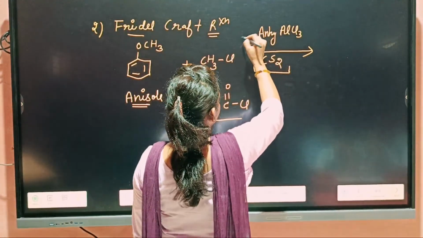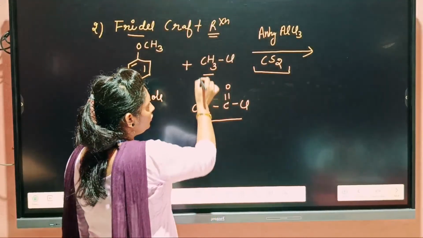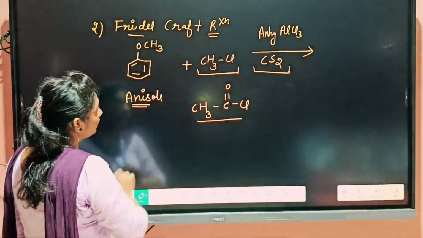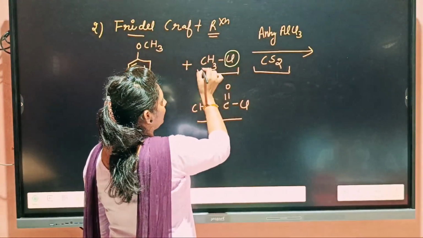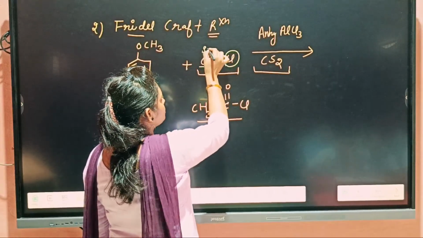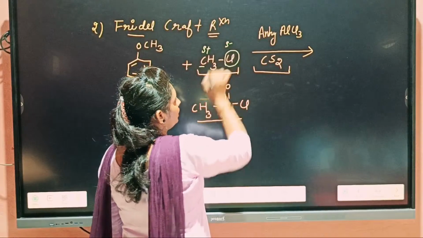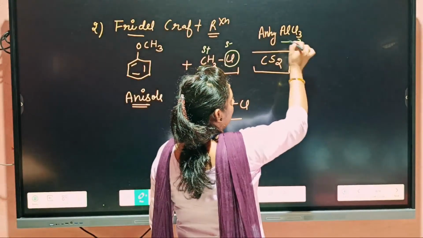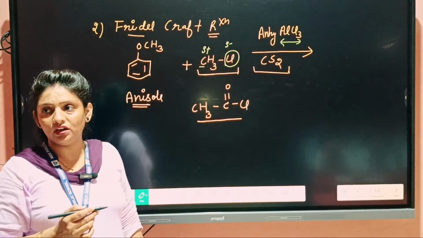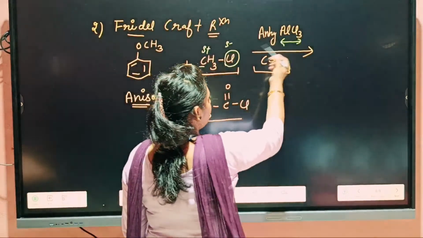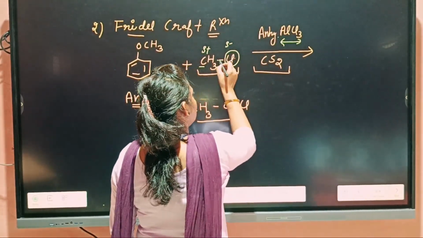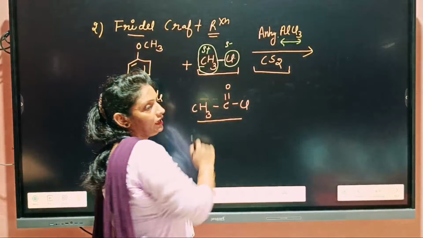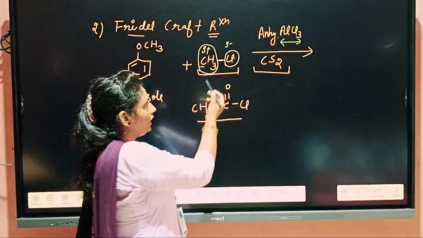So what will happen? First of all, you will identify the electrophile from here. You know very well this chlorine is more electronegative as compared to carbon, so positive charge will develop on carbon and negative charge on chlorine. Why does this polarity generate? Due to the presence of aluminium trichloride, because it behaves like a Lewis acid. It will gain the electron from here, so it will help to break this bond. Finally, a methyl cation will generate, which behaves like the electrophile.